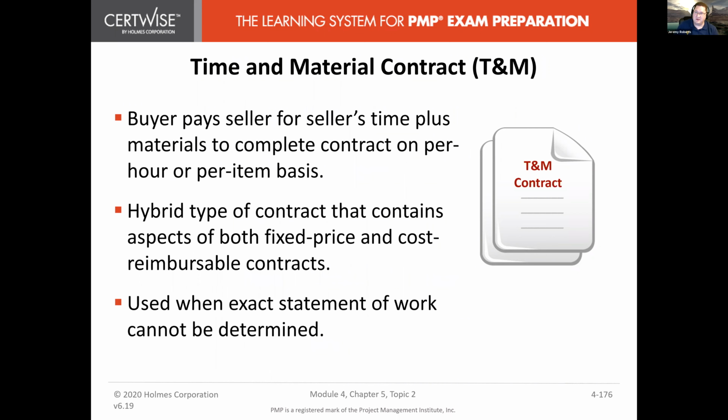Time and cost, or time and materials. You're paying for the time and you're paying for the materials. You guys were familiar with this. So this could include other contract types inside it, but it's a time and material contract overall. The big thing here is when you don't have an exact statement of work, you don't have a detailed description of what you need done. That's really the big deciding factor here. Time and materials might be good for an agile project because of the scope changing.